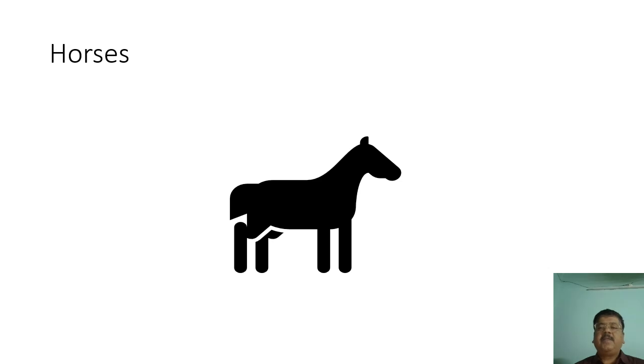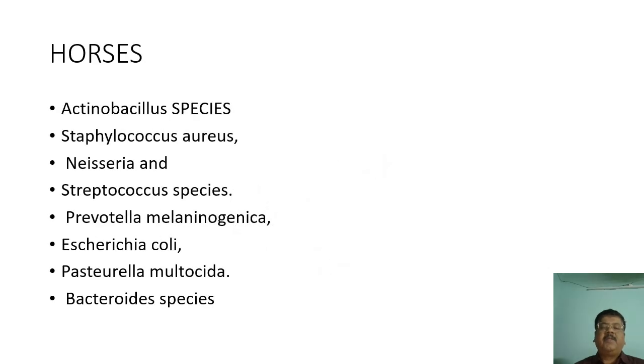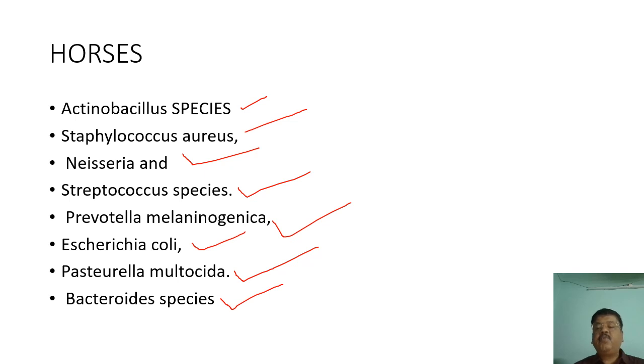Now come to the horses. Infection because of horse bite is again very rarely reported. So these are the organisms: Actinobacillus, Staphylococcus aureus, Neisseria, Streptococcus species, Prevotella melaninogenica, E. coli, Pasteurella multocida, and Bacteroides species. So these are the wound infections because of horse bite.